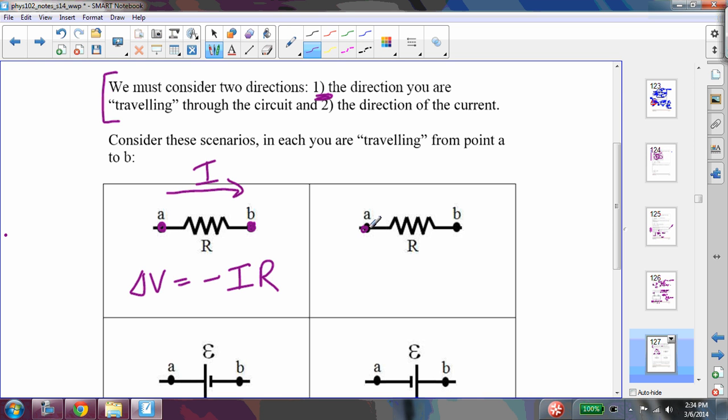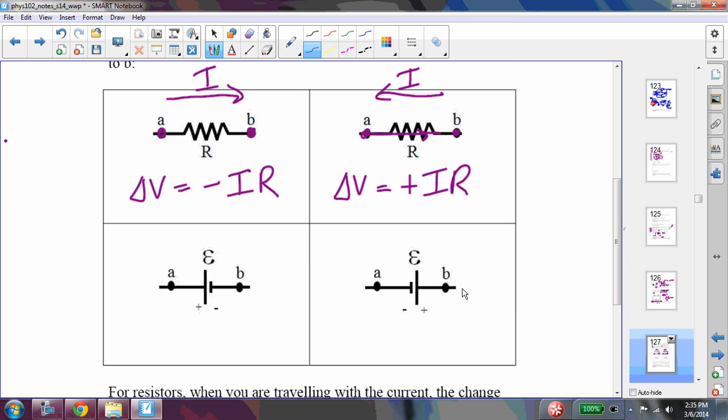Now let's consider we're still moving from point A to B, but now my current is moving in this direction. So we're traveling through the circuit in this direction, but we're traveling in a direction that's opposite the direction of the current. In this case, my change in potential is going to be positive IR. So notice there are two directions here that we're considering. There's the direction of the current, and then the direction that we're traveling through the circuit. If those two are opposite, it's a positive change in potential. If they are in the same direction, it's a negative change in potential.